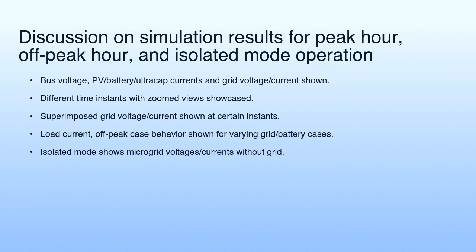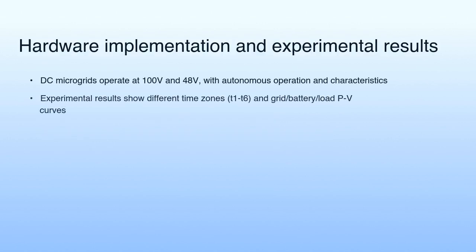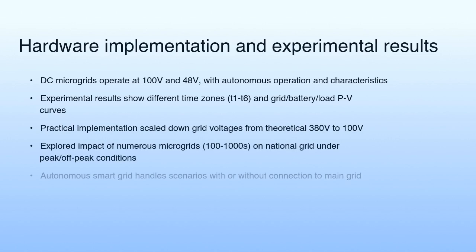Various time instants are presented with zoomed views, and the isolated mode operation demonstrates the microgrid's voltages and currents without the grid. The hardware implementation and experimental results are presented, with DC microgrids operating at 100V and 48V, exhibiting autonomous operation and characteristics. The practical implementation scales down grid voltages from 380V to 100V, and the impact of numerous microgrids on the national grid is explored under peak and off-peak conditions.